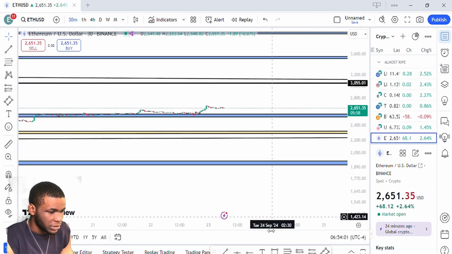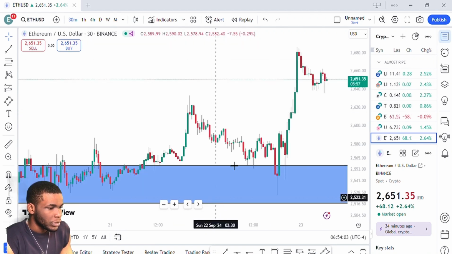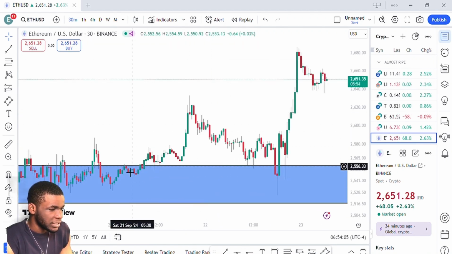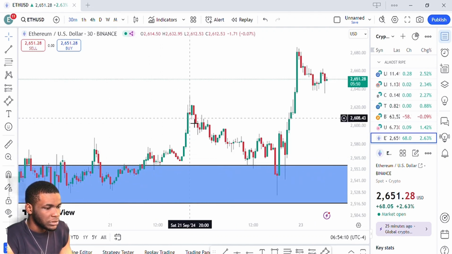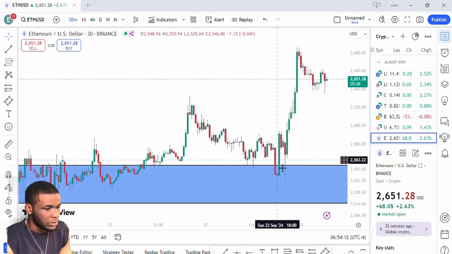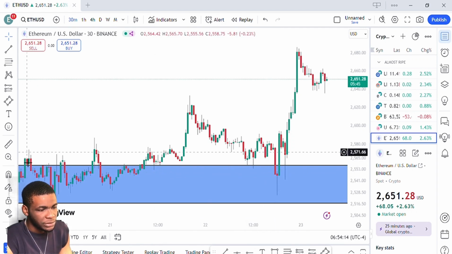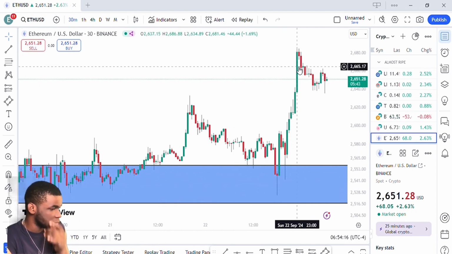Let me refresh my chart and show you. All of this here is consolidation, and then this is the shootout, and then this is the mitigation, coming back here to mitigate to this point, and then continuation. Did you see it?